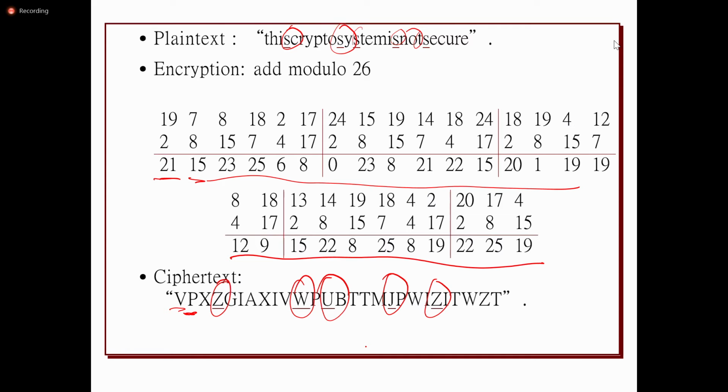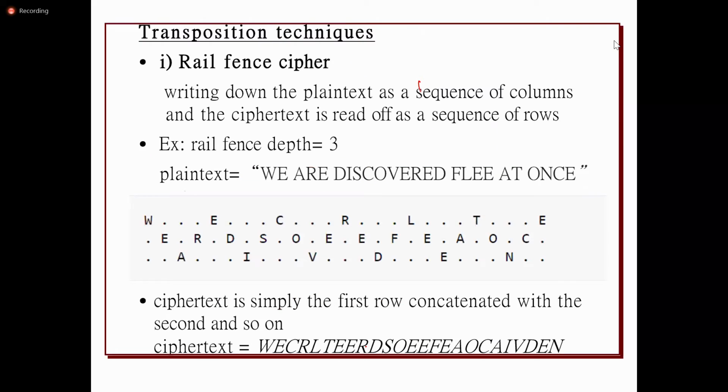Coming to the second type of technique, the transposition technique. In this, plain text will not be replaced or substituted with some other alphabet. Instead of substituting, plain text position will be changed.